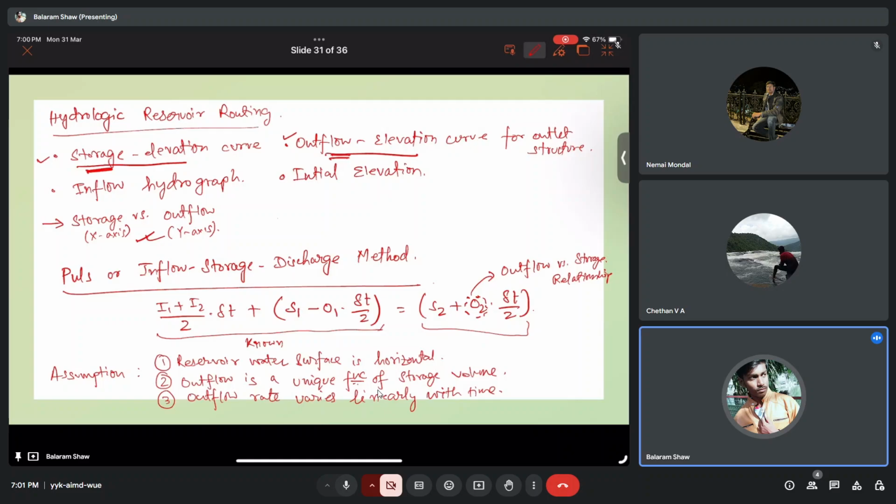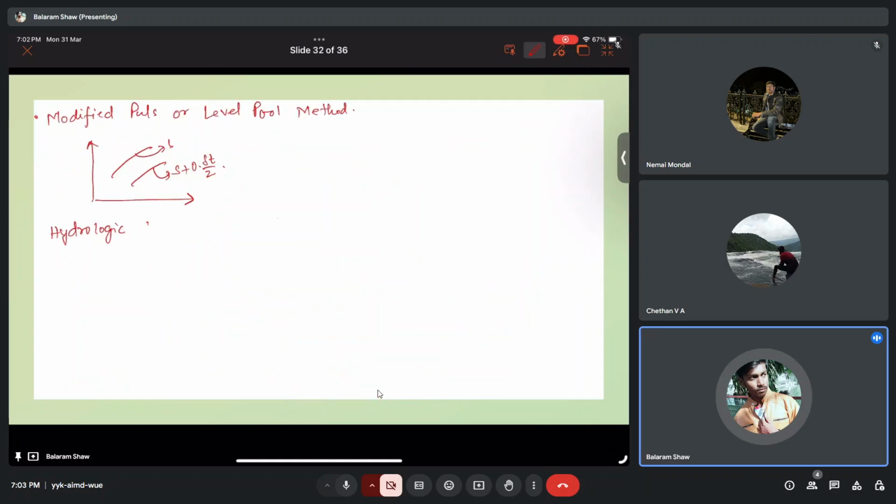Okay, if not, we'll move to the hydrologic channel routing. So till now we did the hydrologic reservoir routing, right? Now we'll move to the hydrologic channel routing. Remember we are still doing the hydrologic routing, hence we are only considering the continuity equation. Hydrologic channel routing is used to model the movement of water through river channels or other conveyance systems. Let's say any conveyance system, pipes and all are there. There also we can use this routing.